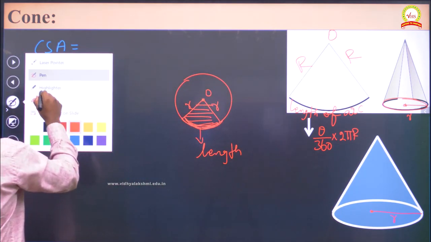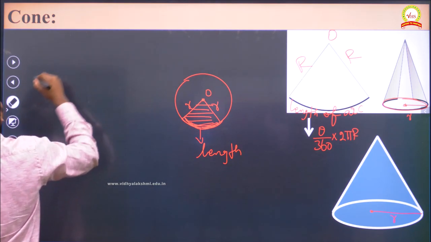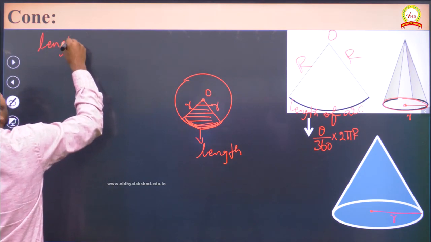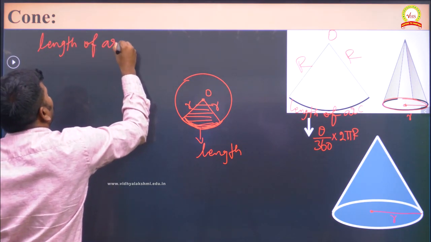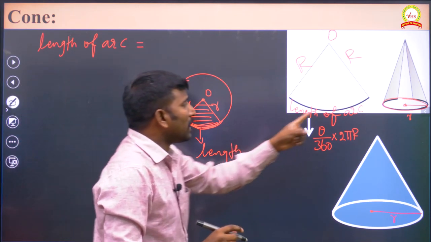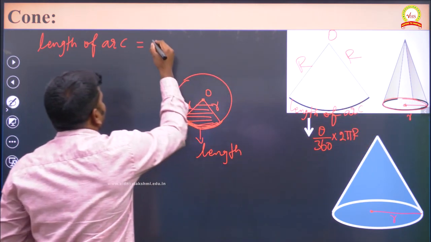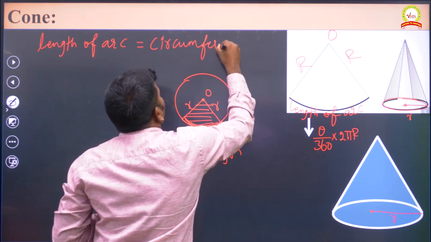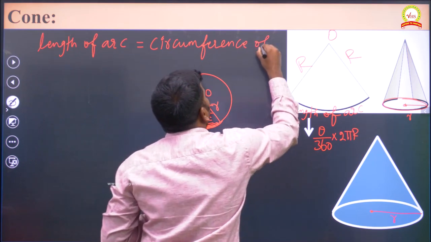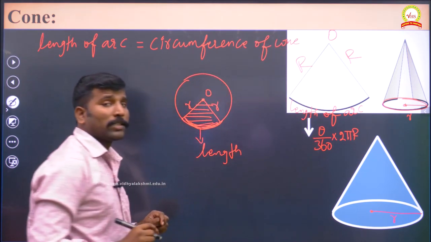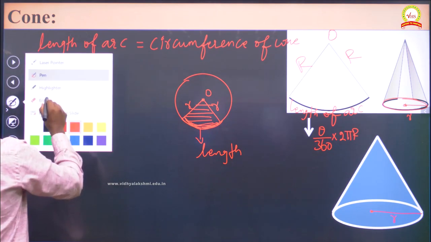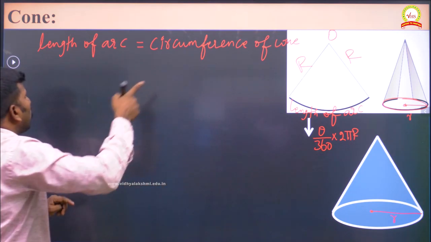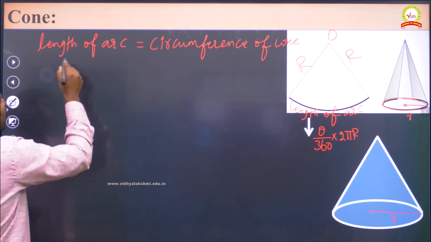Before going to the CSA, length of arc is equal to the circumference of the cone. Circumference of the cone. Okay, that is very important. Circumference of a cone, because both are equal. The circumference of the cone and these things will be equal. Now we will go with this answer. If both are equal, let's simplify. When we substitute, you will get the formula, right?